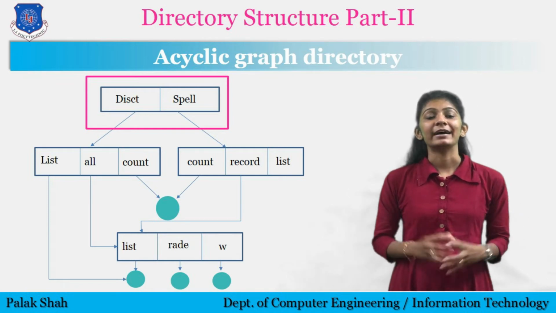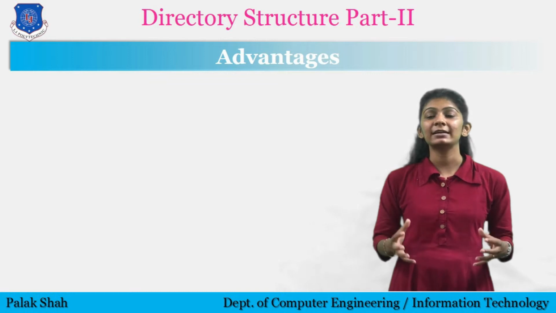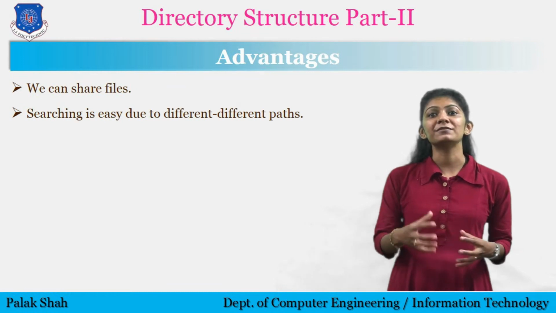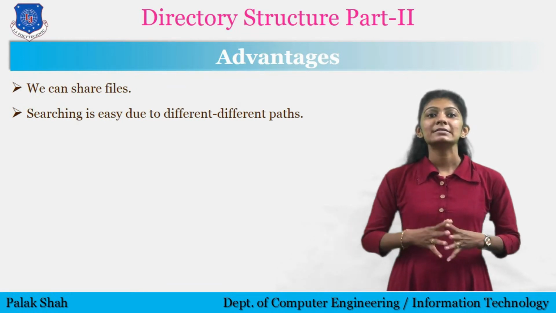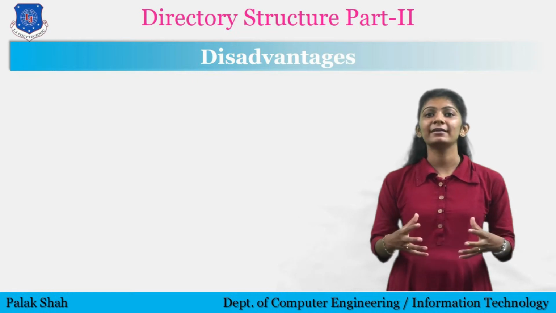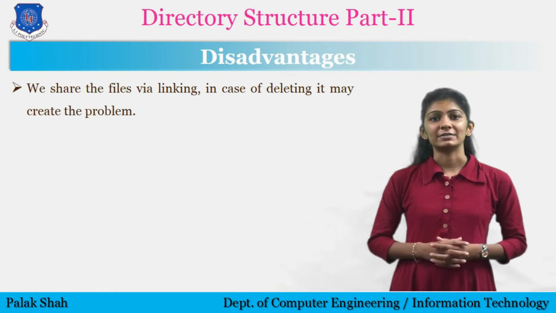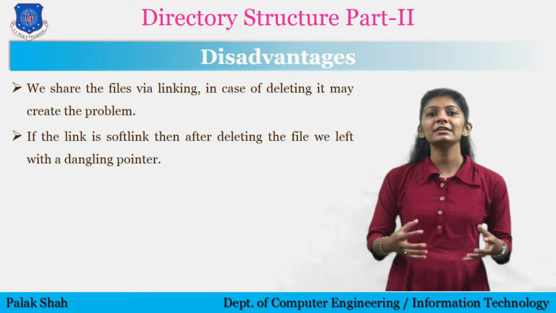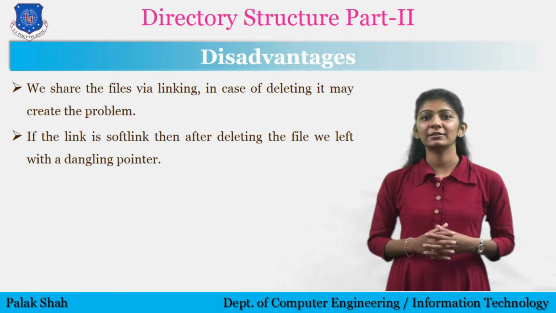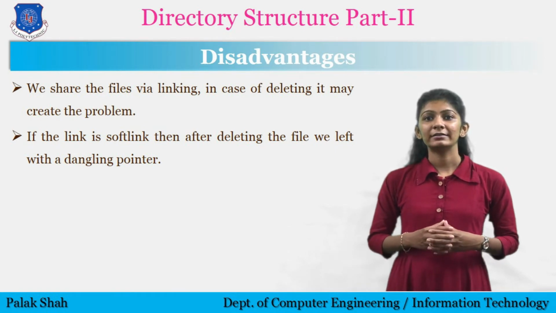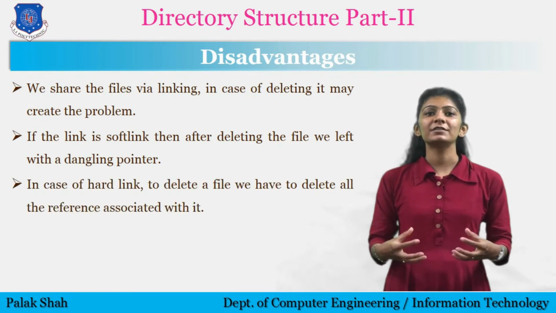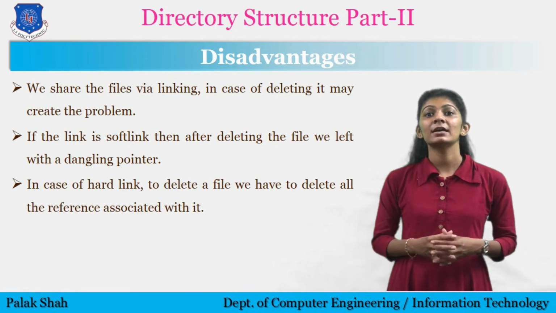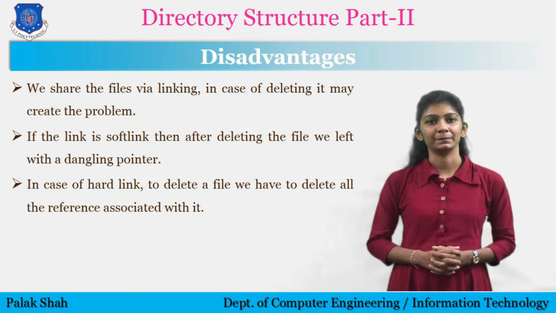Now, we will see the advantages of the acyclic graph directory. We can share the files. Searching is easy due to the different paths. Now, see the disadvantages of the acyclic graph directory. We share the files via linking. In case of deleting, it may create a problem. If the link is a soft link, then after deleting the file, we are left with a dangling pointer. In case of a hard link, to delete a file, we have to delete all the references associated with it.